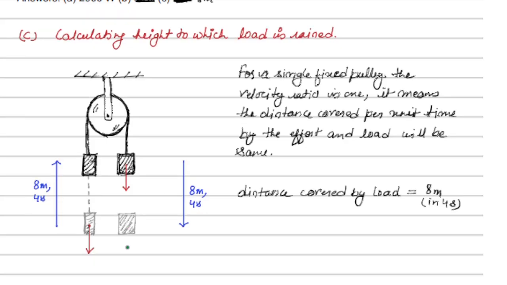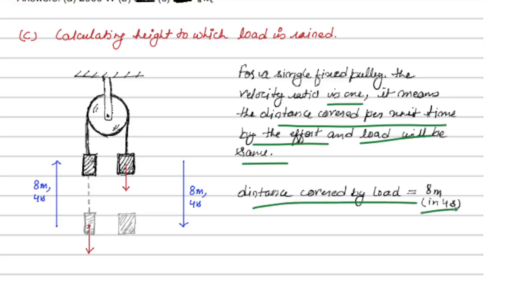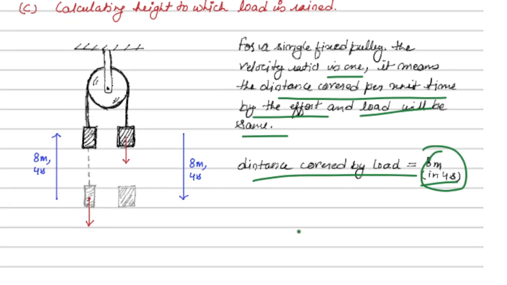So this is where we have solved it, calculating the height to which the load is raised. For a single fixed pulley, the velocity ratio is 1. It means the distance covered per unit time by the effort and load will be the same. So the distance covered by the load will also be 8 meters in 4 seconds. Same thing, same velocity they will have. Okay, let's go to the next question.